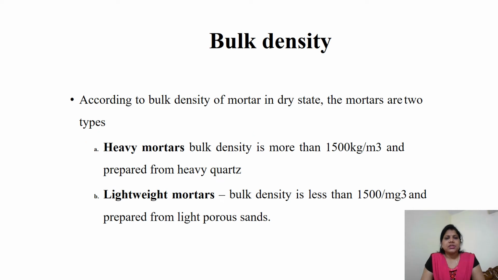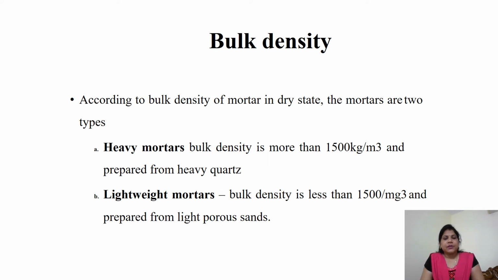According to the bulk density of mortar in the dry state, the mortars are of two types. The first one is heavy mortar. The next one is lightweight mortar. Heavy mortar means the bulk density is more than 1500 kg per meter cube, and it is prepared from heavy quartz.